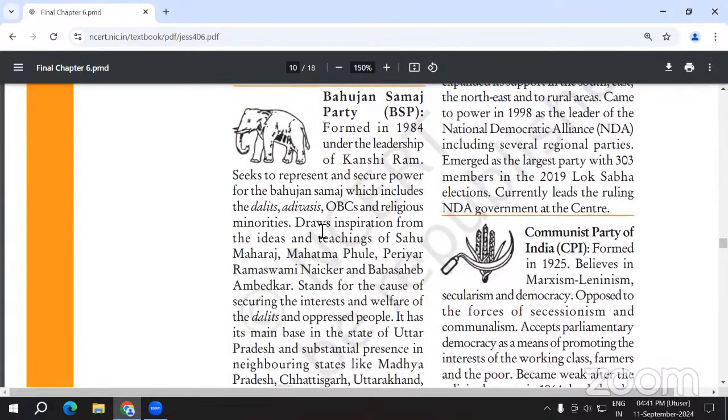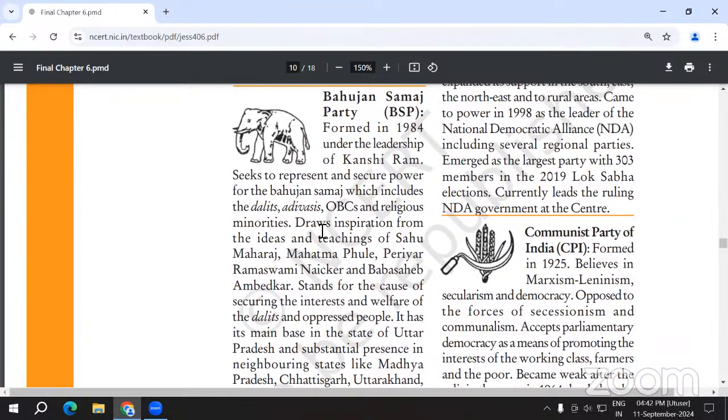Now second is Bahujan Samaj Party. Here you have to write so many things. One of you has told Bahujan Samaj Party, no? Okay. Bahujan Samaj Party is a national party. Why it is a national party, and for what purpose it has been formed. See, the first thing about this party is it was founded in 1984, right? Yes.